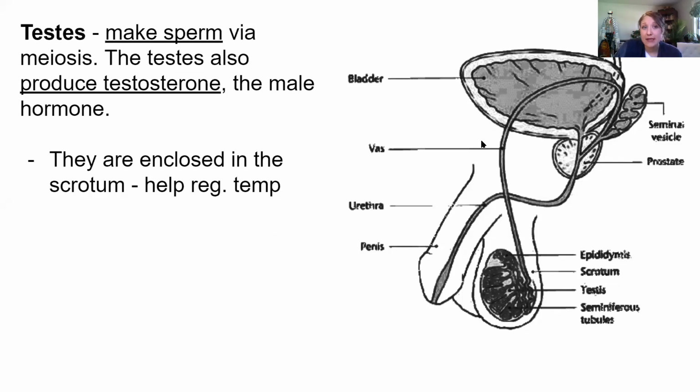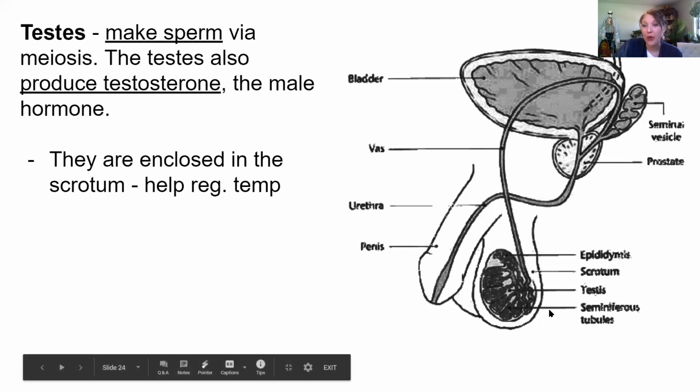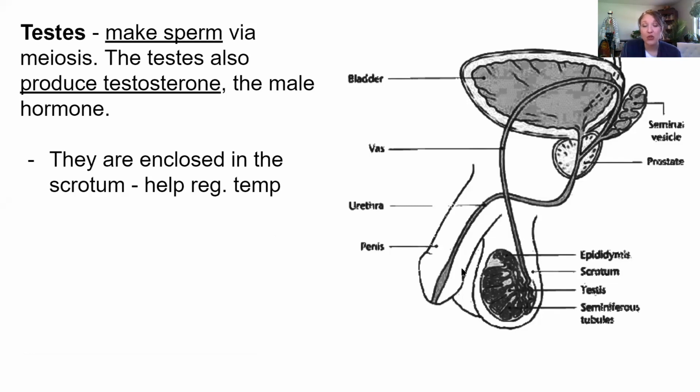So we'll start with the testes. So the testes are, again, the male gonad. They are equivalent to the ovaries. Their main job is to make sperm using meiosis and to produce testosterone. They are usually in an enclosure called the scrotum, which again develops from those folds around the genital tubule.